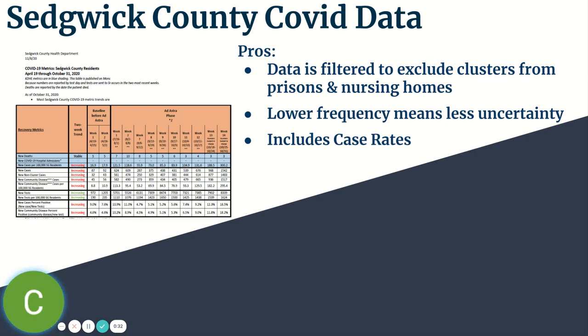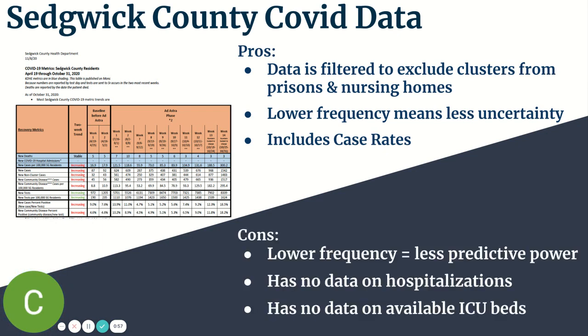Well, the data is filtered to exclude clusters from prisons and nursing homes. The lower frequency of average calculations here means it's less uncertain. The averages are only calculated once a week. That means the numbers have had more time to settle. The data has had more time to come in. This also includes case rates, and case rates are such an important epidemiological tool.